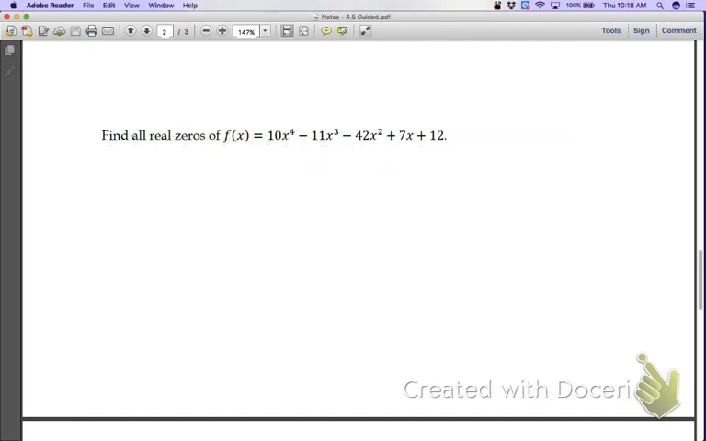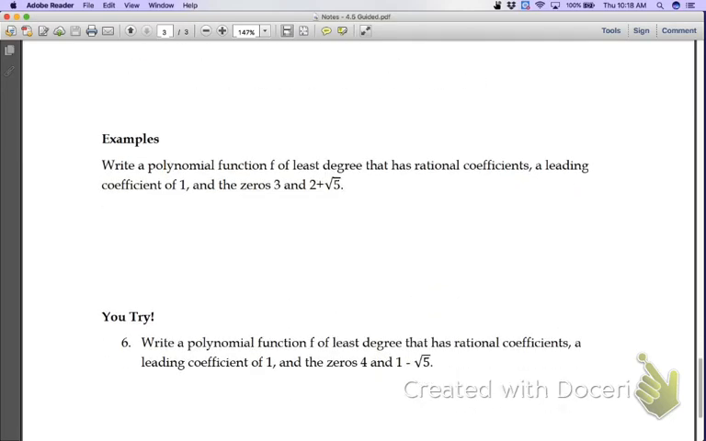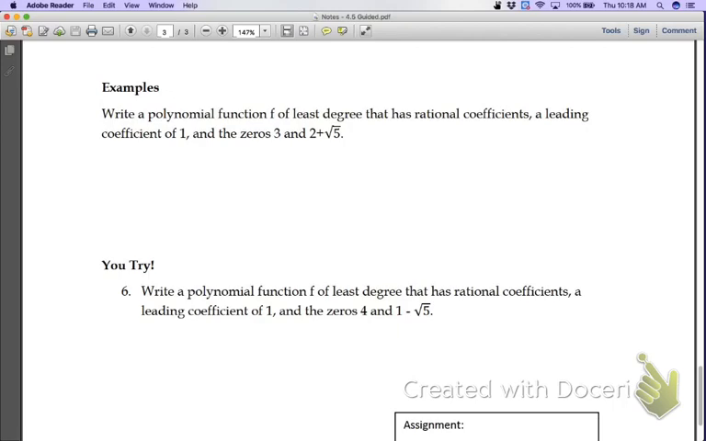Now, the second part is when we are going to write a polynomial function of least degree that has a rational coefficient. Okay? Now, one thing that I want you to do is, instead of having a 0 of 2, just make this a 0 of square root of 5. Okay, it'll be a little bit easier to break you in.